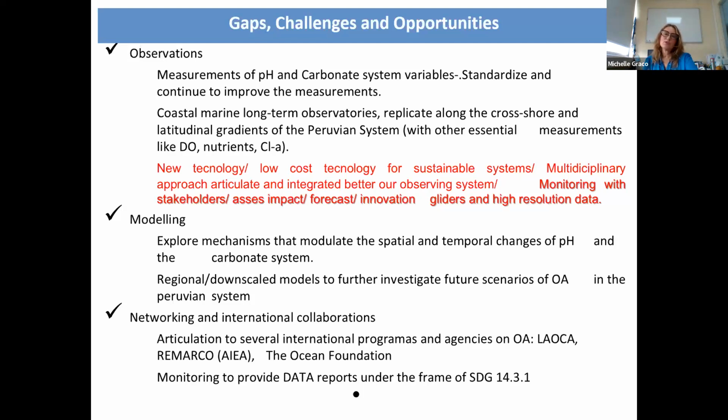And finally, I didn't put biology, but of course we need it. The biology part is very important, related to experimentation and observation of the organisms. But I put last the networking and international collaboration. I think the articulation is so important. We can be stronger together and we can learn a lot working together, with the different organizations, and with the importance of monitoring and providing data for the international and national databases.